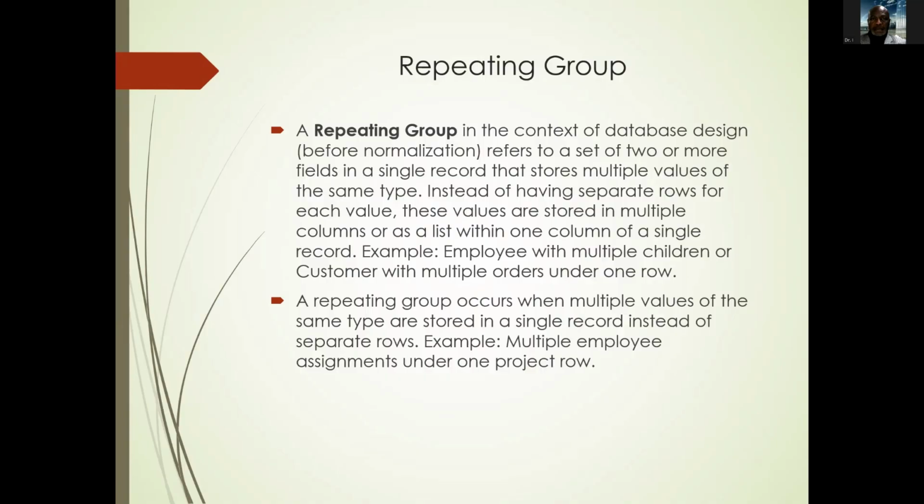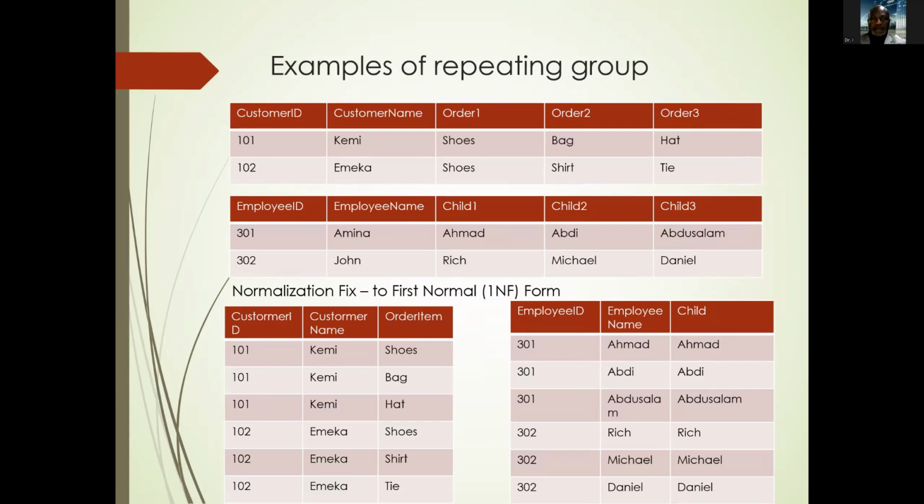A repeating group can also occur when multiple values of the same type are stored in a single record instead of separate rows. Example, multiple employee assignments under one project row. Here's an example of repeating groups. Here we have the customer table, with customer ID, customer name, then these other columns are the first, the second, or the third order. We have these two people who place orders. Customer ID 101 placed orders: the first order was shoes, the second was bag, the third was hat.